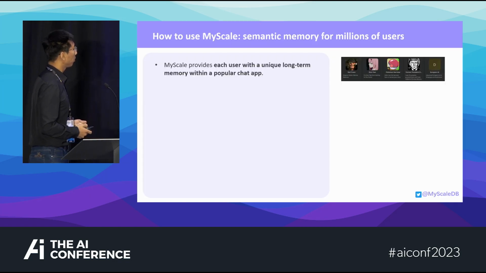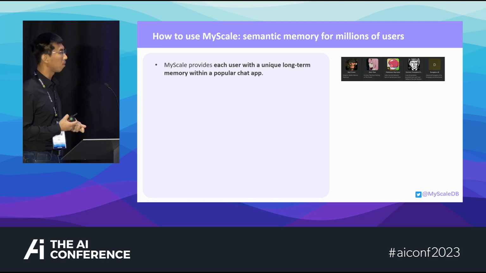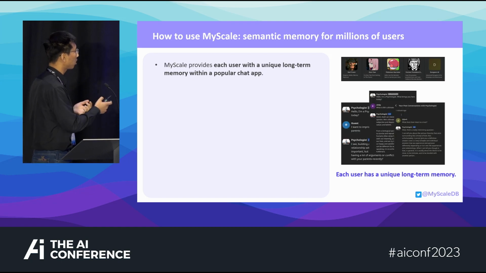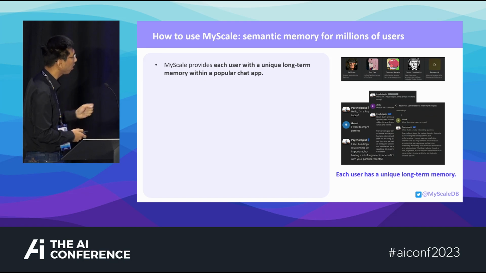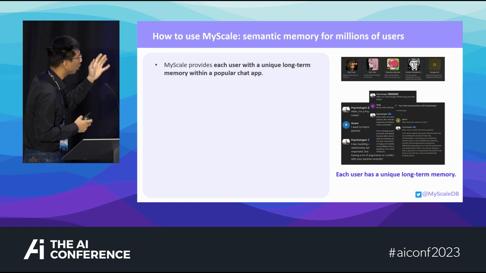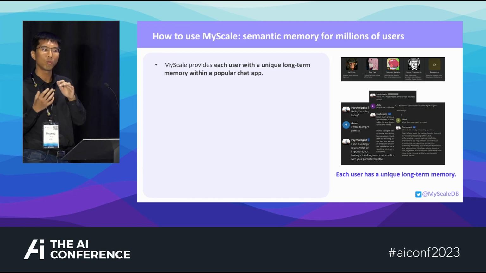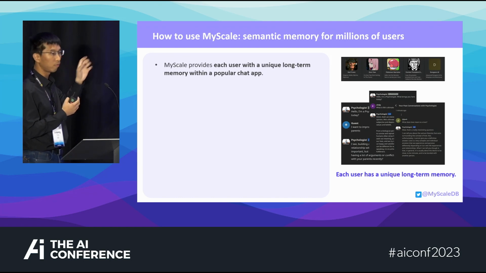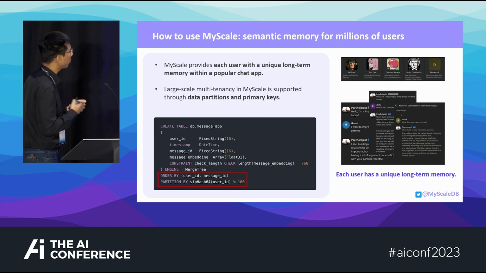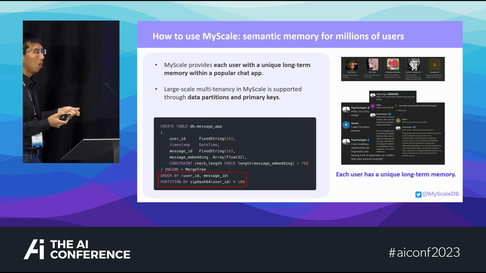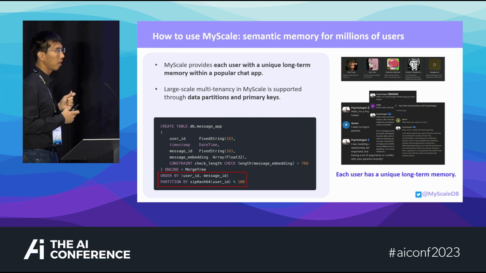The second use case is that MyScale provides each user with a long-term memory in a popular chat app. Companion apps driven by LLMs are really popular nowadays. Here the customer has an interface similar to Character AI, and they want each of their users to have a unique long-term memory when interacting with their virtual characters. Behind the scenes, this is supported by large-scale multi-tenancy vector search in MyScale, through data partitions and primary keys.